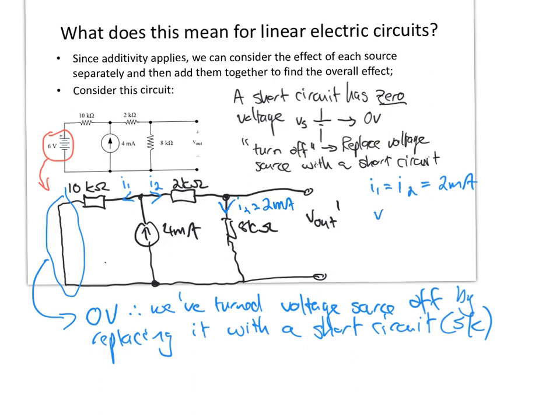So we know that V out dashed is equal to 2 milliamps times 8 kilo ohms. And so therefore V out dashed is equal to 16 volts.